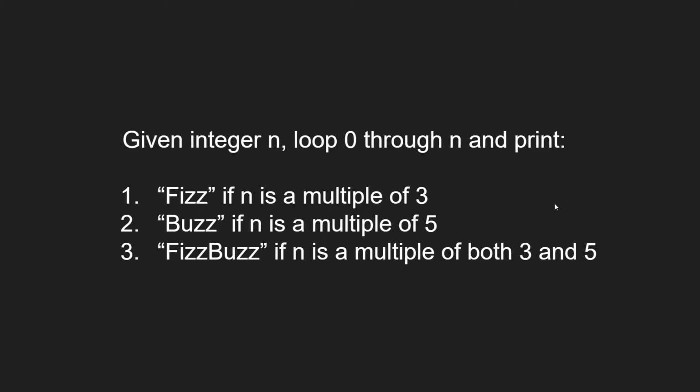So FizzBuzz is you're given an integer n as an input, and you have to loop from n to 0 and print fizz if n is a multiple of 3, buzz if n is a multiple of 5, and fizzbuzz if n is a multiple of both 3 and 5. So the output for this program, if done correctly, would be 1, 2, fizz, because 3 is a multiple of 3, and then 4, buzz, fizz, 7, 8, fizz, buzz, 11, fizz, 13, 14, fizzbuzz. And this would be a correct answer if n was 15, because you can see it went through 0 to 15.